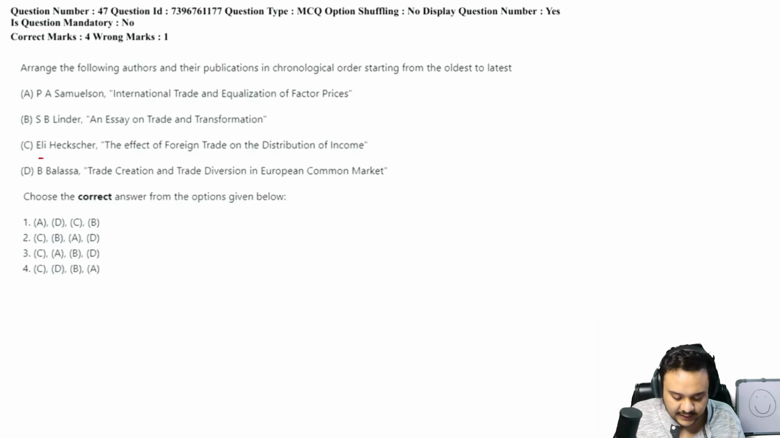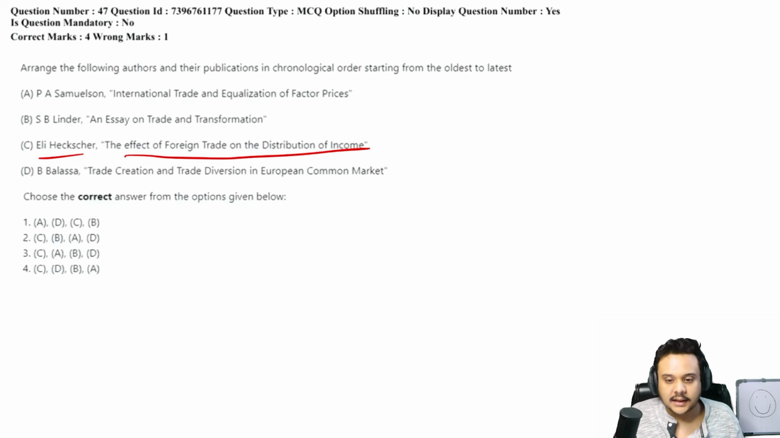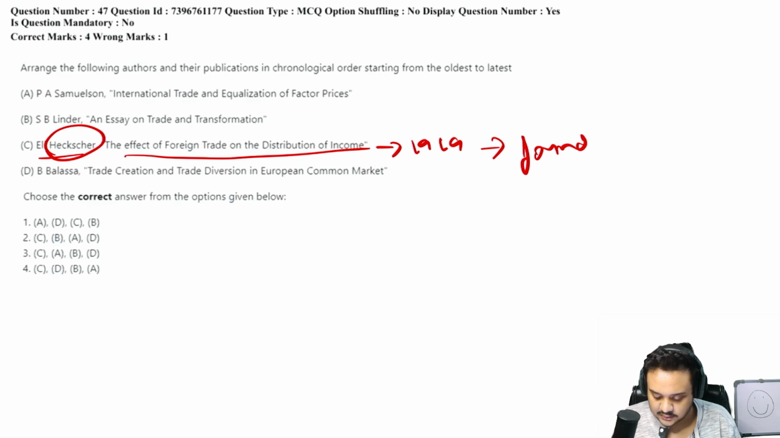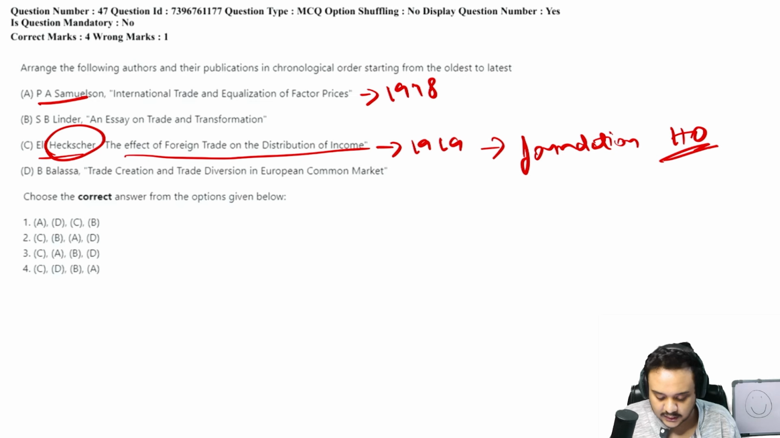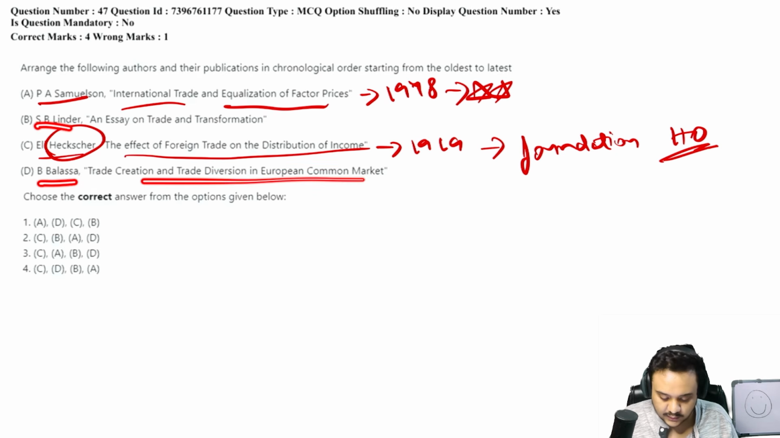You should know the Eli Heckscher theory. What is this? This is not some random theory. Who the hell is this Heckscher? It came out in 1919. This is the foundation of the Heckscher-Ohlin theory. Okay, then this one you should know, I don't expect you to know the exact year, but you should know that it came after the Heckscher-Ohlin theory as part of the new trade theory. It is the factor price equalization theory, very important. Okay, that was given by Samuelson. Then these two I do not expect you to know.